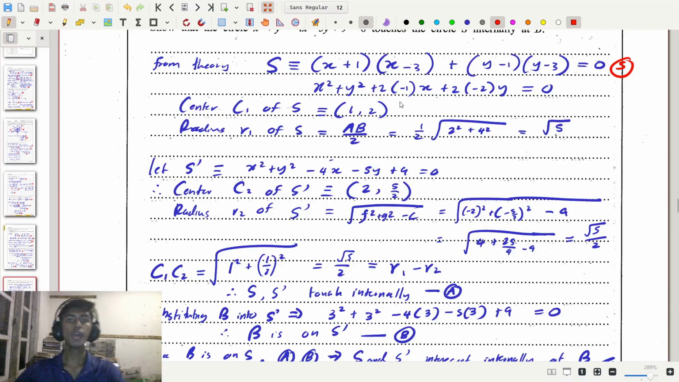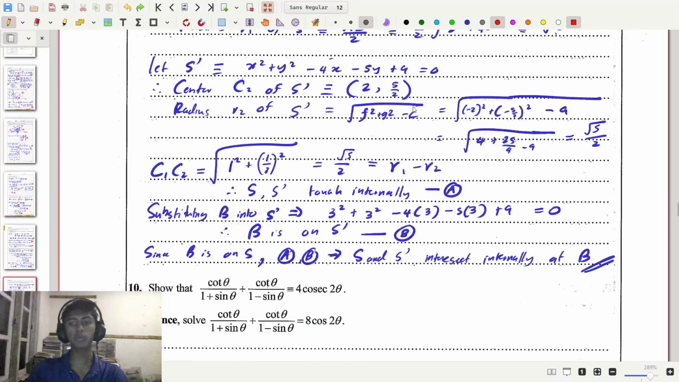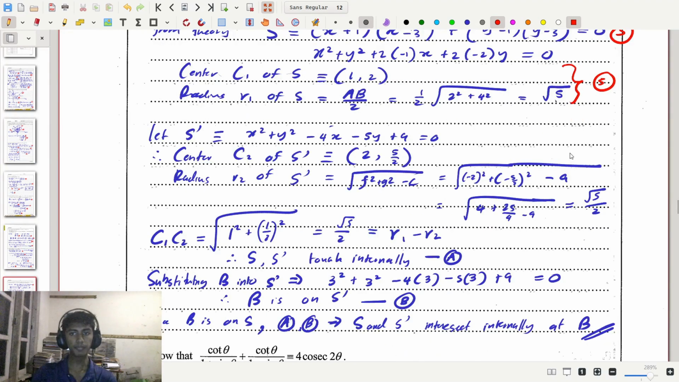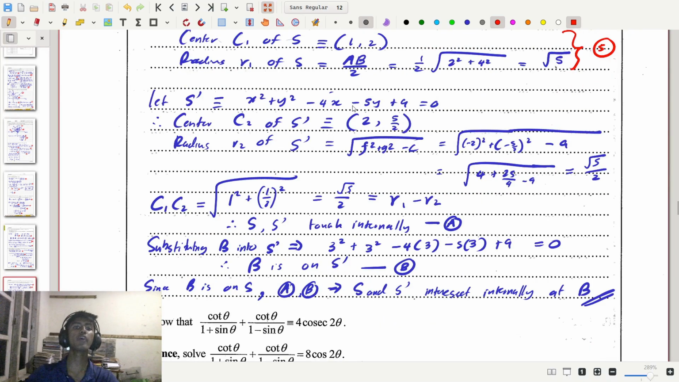Now after this, when you find the center C1 of S by either finding the average point or some other method, and you find it as (1, 2), and you also find the radius R1 of S as being equal to AB length divided by 2, which is then going to be equal to root 5, for finding these two bits of data, you get 5 marks. Now similarly, when you do for S dash and you find the center, which is (2, 5/2), and you find the radius, which is root 5 over 2, for finding these two, you get another 5 marks.